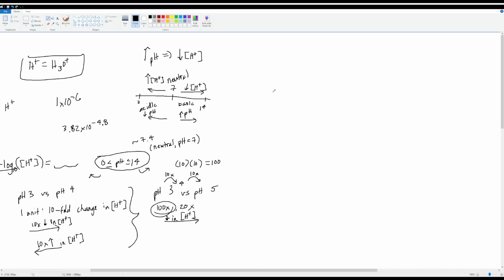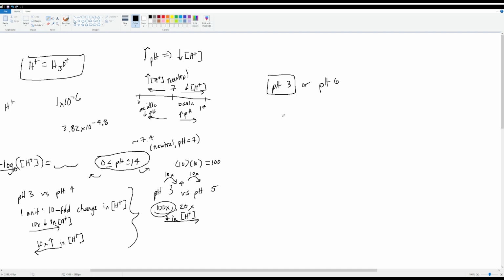So question 2 says, which pH has more H plus, pH 3 or pH 6? Well, if we look at our scale, we know that as we get closer towards 0, we're increasing the H plus concentration. So which one has a greater H plus concentration? Correct, 3.